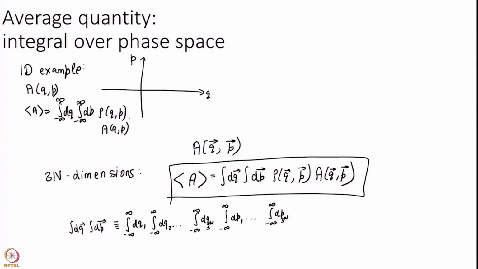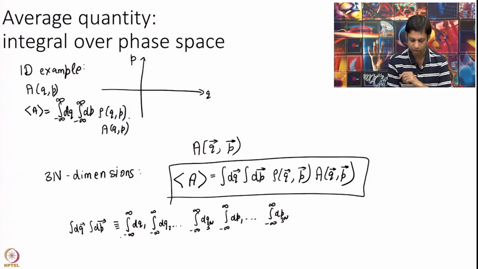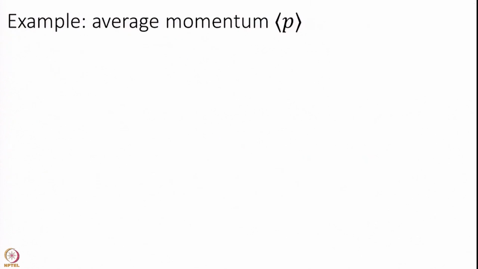So, I am integrating over every possible coordinate and momentum, and rather than writing these many long and ugly integrals, I denote it by integral over dq vector, integral over dp vector. So, let us take an example. Again let us revert back to one dimension and let us find what is the average momentum. So, I have a property which is p. So, A is p now, and I want to ask you the question, what is the average momentum at equilibrium.